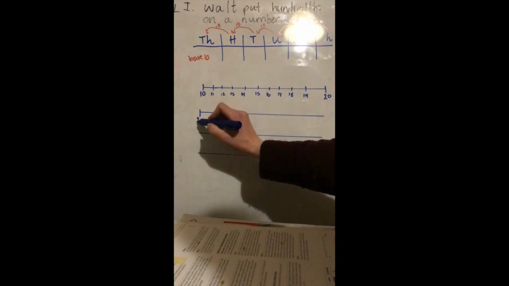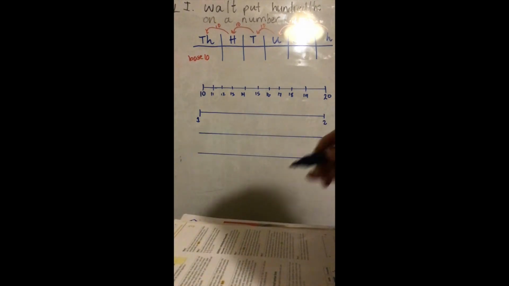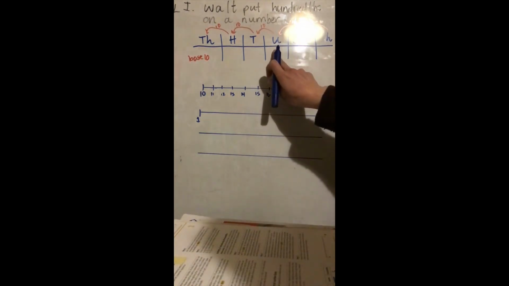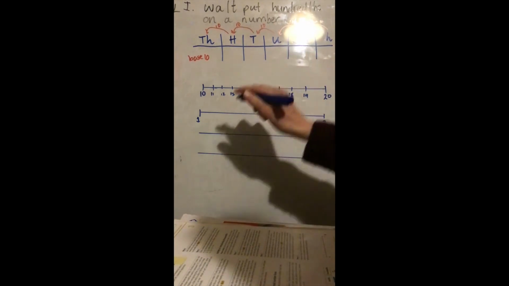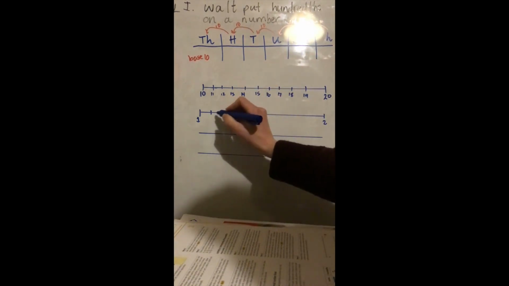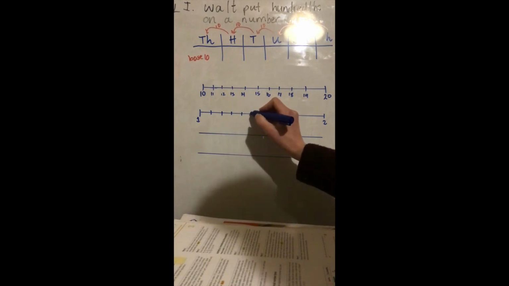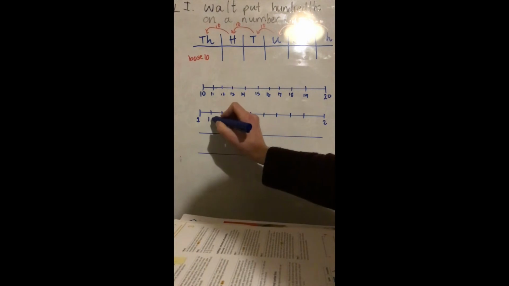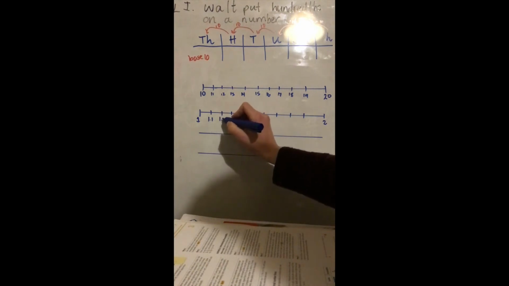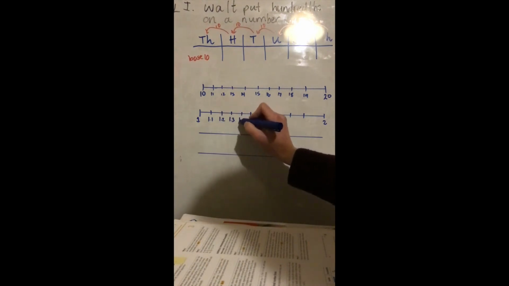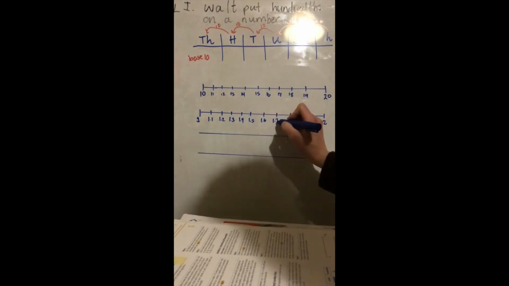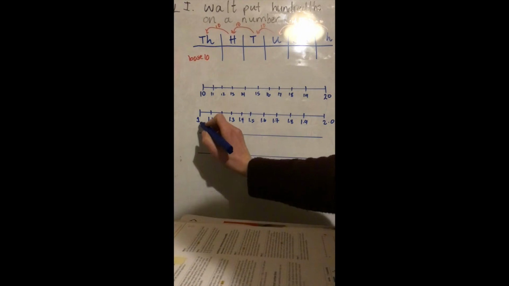So if I had a 1 here and a 2 here instead, I know that inside my unit I have 10 tenths. So if I split my number line again, 1, 2, 3, 4, 5, 6, 7, 8, 9, 10, I'd have 1.1, 1.2, 1.3, 1.4, 1.5, 1.6, 1.7, 1.8, 1.9, and 2.0. Okay?